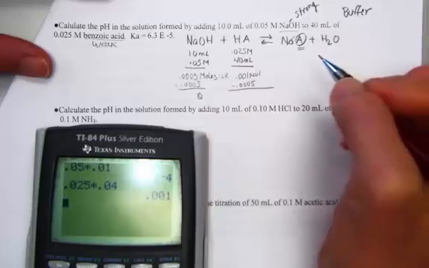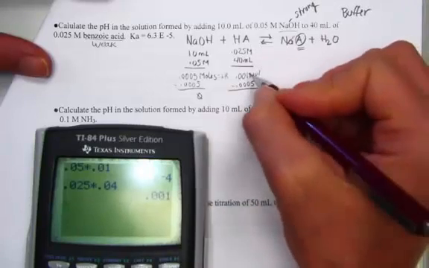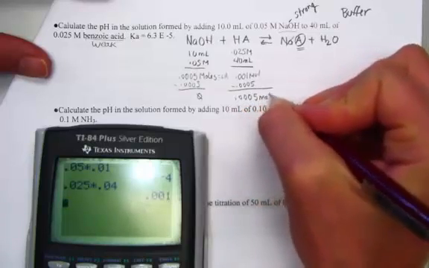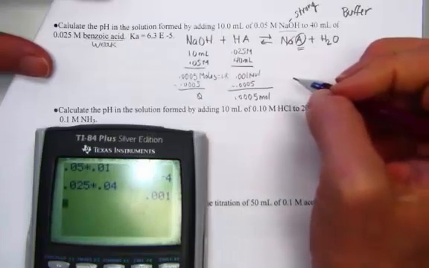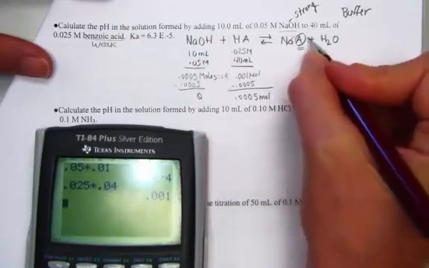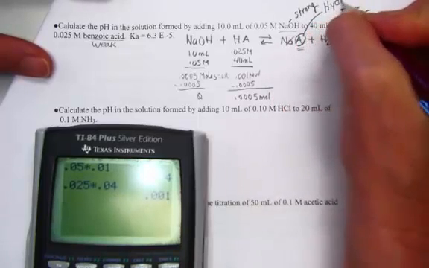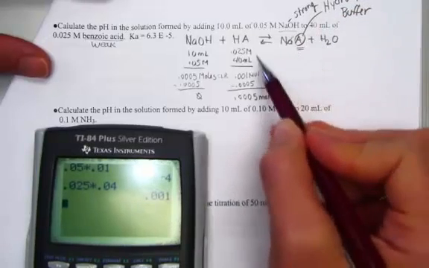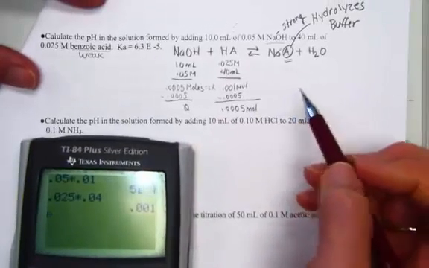Along the way, it consumed 0.0005 moles of the acid. 10 minus 5 leaves us with 0.0005 moles of HA remaining in solution, not yet neutralized. But now also, since the salt that was produced hydrolyzes, it is the conjugate base of a weak acid, it will indeed affect the pH of our solution.